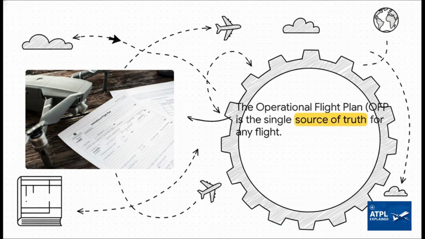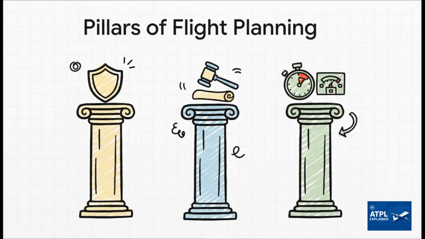You got to think of this as the master blueprint for the entire flight. Every single calculation, every decision, every contingency plan, it's all captured right here. It's the one document that the dispatchers, the flight crew, and air traffic control all rely on. Every OFP is basically a balancing act between these three pillars.